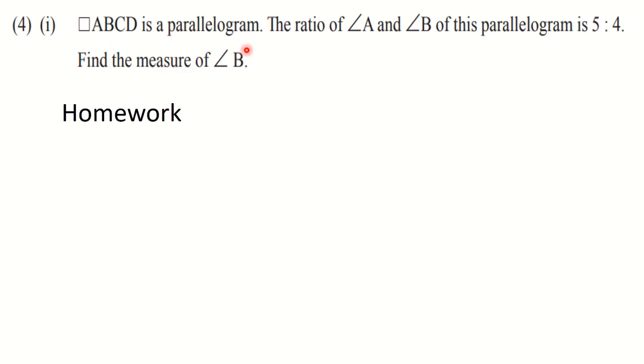See what the first question is. Quadrilateral ABCD is a parallelogram. The ratio of angle A and angle B in this parallelogram is 5:4. Hence, find the measure of angle B. Now here you need to use the properties of parallelogram.